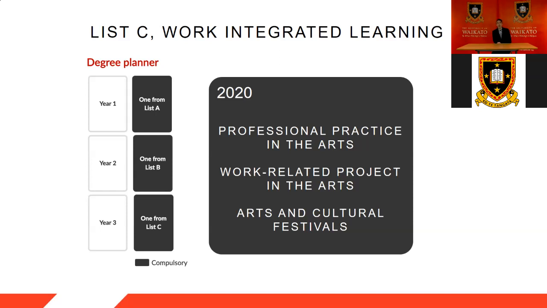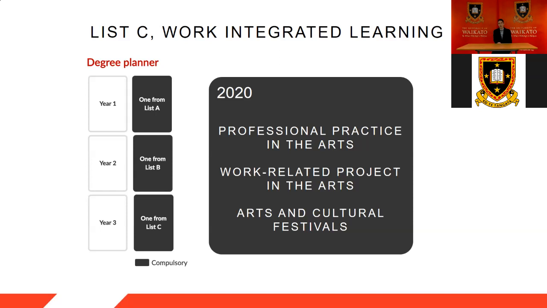There are three specifically designed papers for work integrated learning in the third year that are run by the School of Arts, called Professional Practice in the Arts, Work Related Project in the Arts, and Arts and Cultural Festivals. So with respect to the first one, Professional Practice in the Arts, that is a more traditional placement work integrated learning paper where you can actually go and have a work placement with a company or an organization.